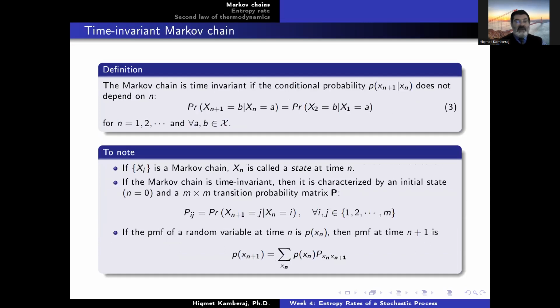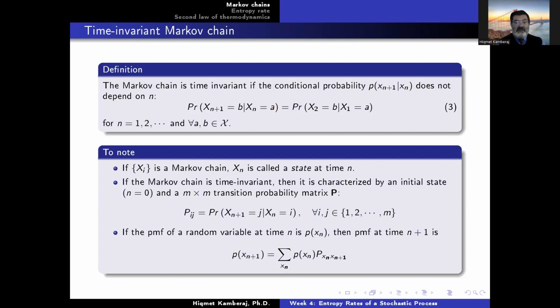Another definition is of the time invariant Markov chain. The Markov chain is called time invariant if the conditional probability P of xn plus 1 given xn does not depend on n. This would mean that the probability of Xn plus 1 being equal to b, given that Xn is equal to a, equals the probability that X2 is equal to b, given X1 is equal to a. And this is for every n equal to 1, 2, and so on, and for every a and b from the alphabet set chi.